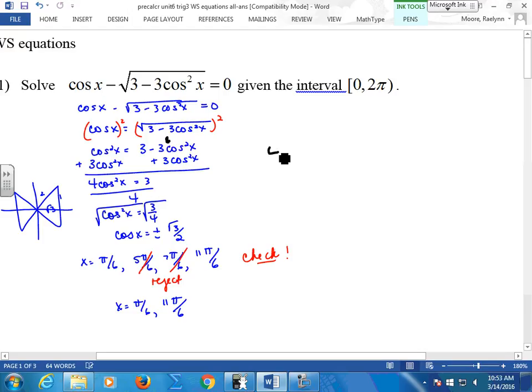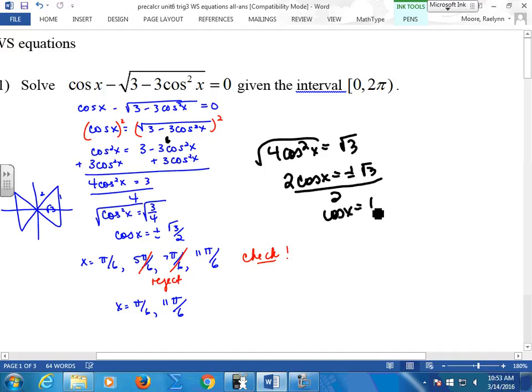You could even have taken the square root here. Oh, sorry, you could have taken the square root here. And then if you wanted to, divide by 2. Don't forget, when you take the square root, you're going to get a plus or minus. Plus or minus means you're going to have all 4 quadrants.